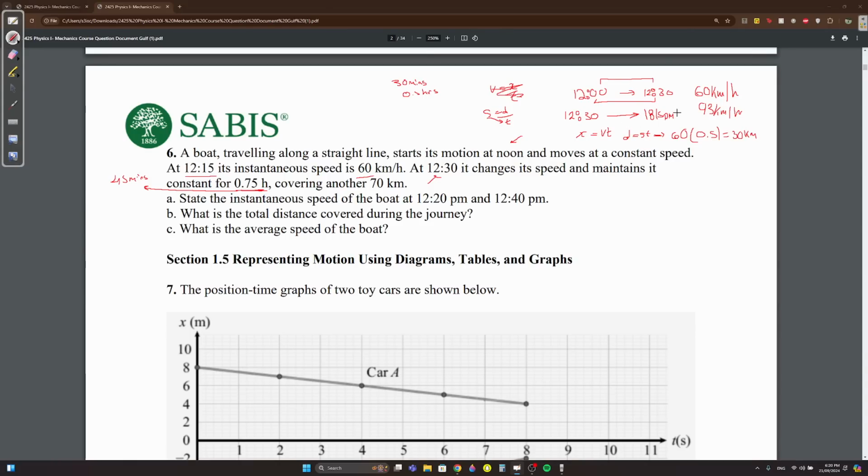Then here, this is 1:15, no? My handwriting is bad, but this is 1:15. Then here, again, to find the distance, it's the speed, 93, times the time. From 12:30 to 1:15, they said it was 0.75 hours, right? And here you get 93 times 0.75.